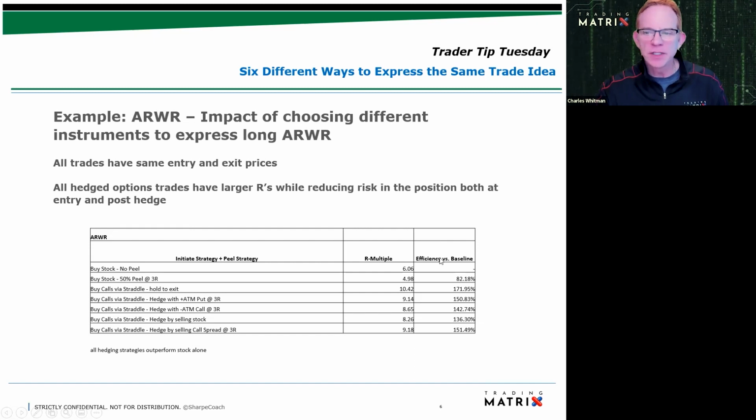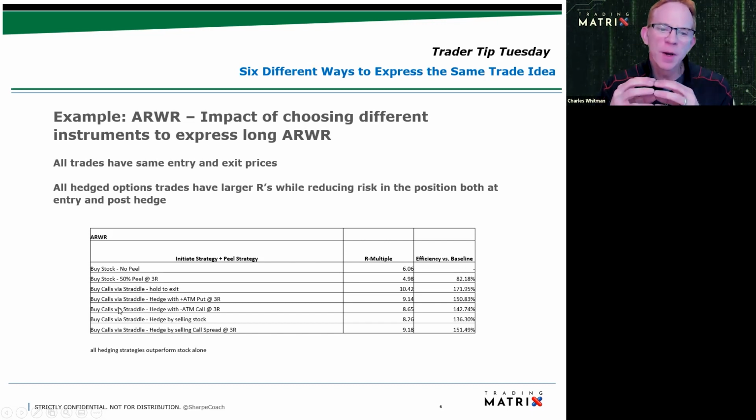And I have this efficiency versus baseline column. Baseline is just buying the stock and getting out when we get the exit signal. So the baseline made 6.06R. So we're going to be looking at all of these as their efficiency relative to baseline. So selling half the stock at 3R gives us 4.98R and an efficiency of 82%. We could just buy calls via a straddle and hold to exit. This actually yields a 10.42R, 172% of baseline.